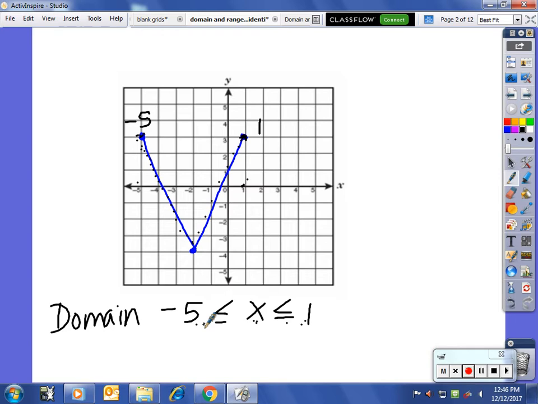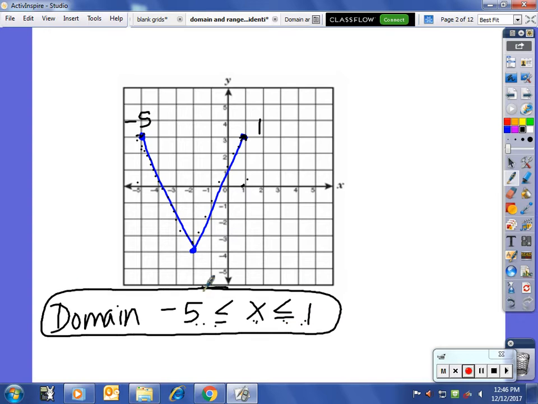Now, if some kids are confused about what symbols to use here, this is only one way to write it. There are other ways to write it. I usually write it this way. I usually start with the smallest and end with the biggest. Did you see what I did there? Negative 5 is smaller than 1. Do you agree with that?